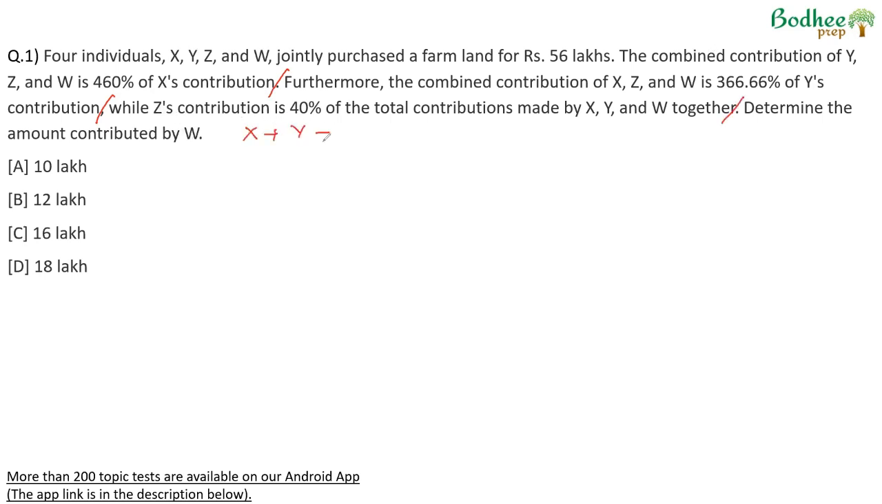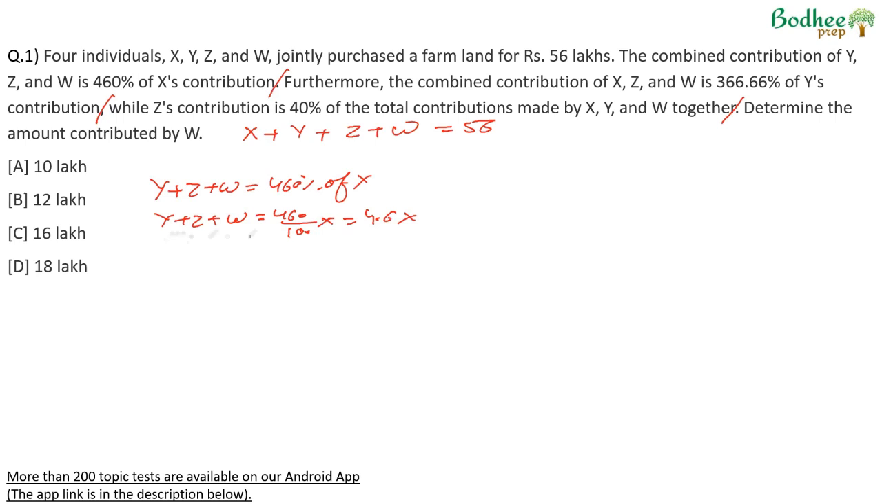Assuming the contributions are X, Y, Z, and W, we can say X plus Y plus Z plus W is equal to 56. From the first statement, Y plus Z plus W is 460% of X. So Y plus Z plus W is equal to 460 by 100 x, or 4.6x. Now, if we replace Y plus Z plus W with 4.6x in the first equation, we can write x plus 4.6x is equal to 56, or 5.6x is equal to 56, which gives us x as 10.